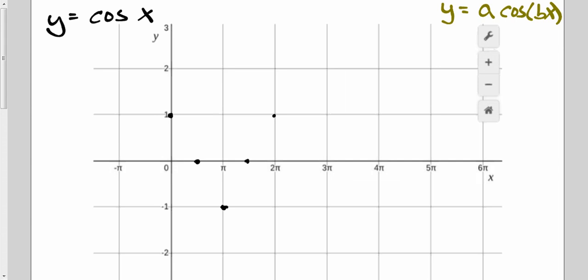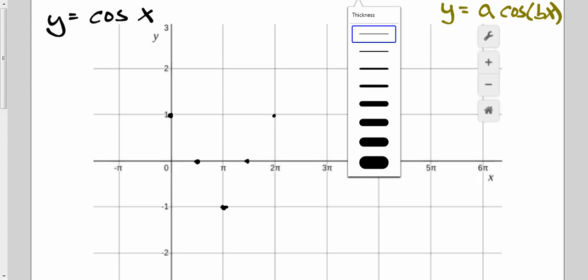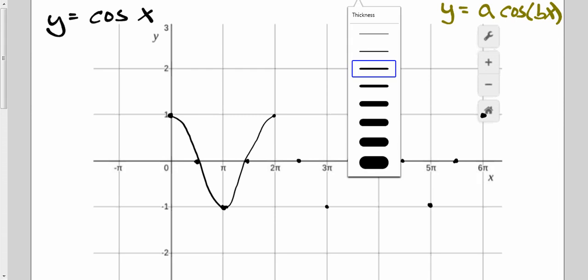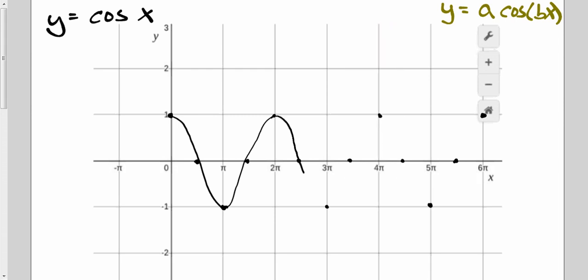And what that's going to look like is, so. That's what cosine looks like. After 2 pi, it's going to just do the same thing over again. At pi over 2, at pi, at 3 pi over 2, at 2 pi, and so on. And then we should get a gentle curve that repeats itself. Just like that. Pardon my crummy artwork.